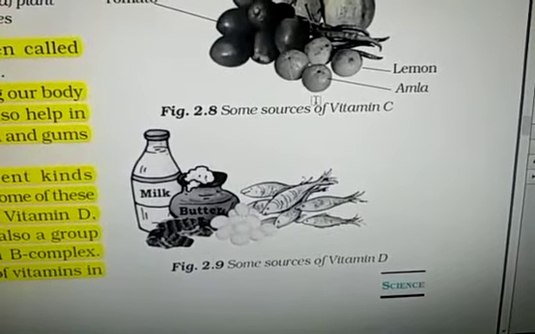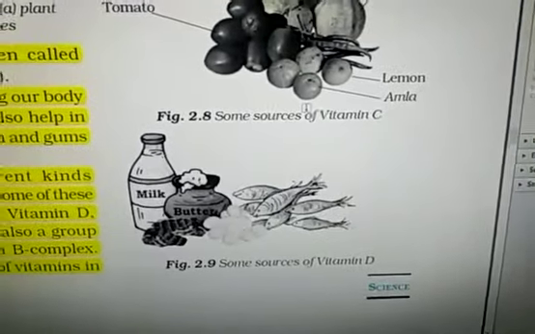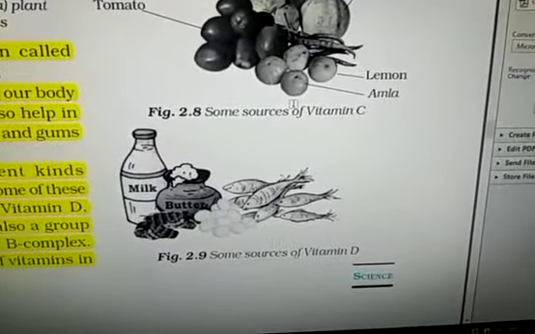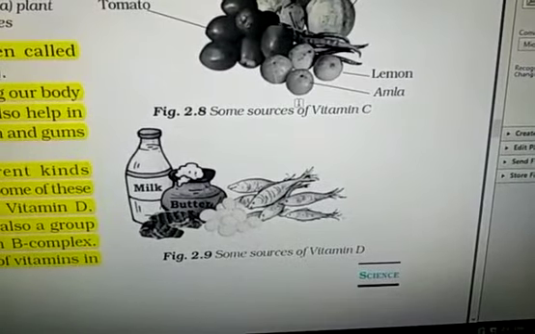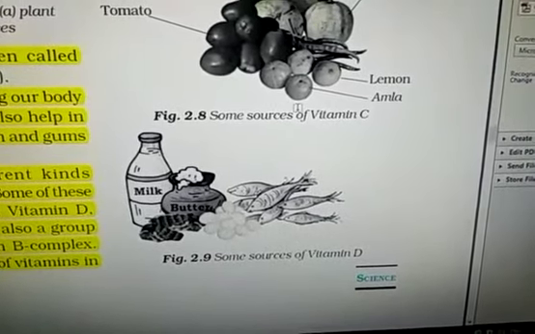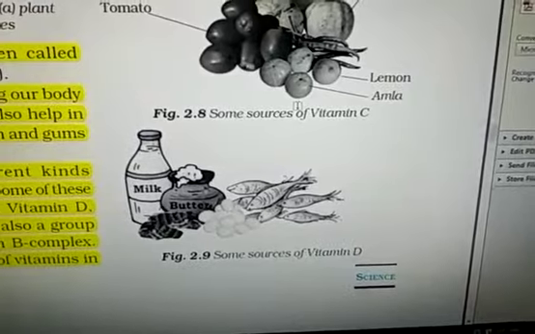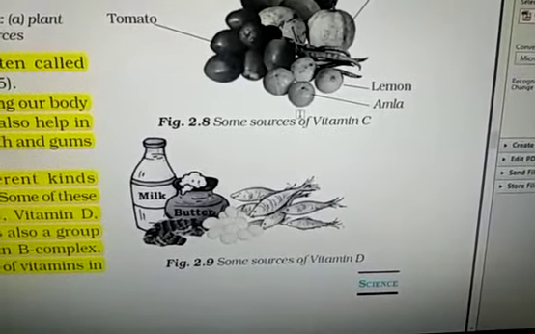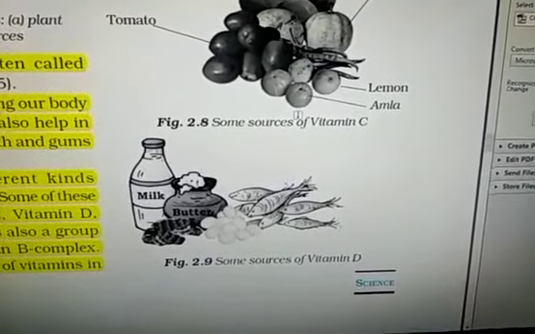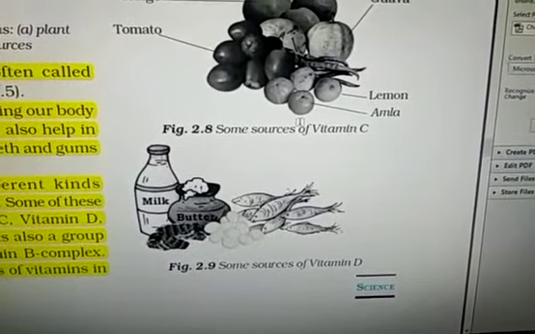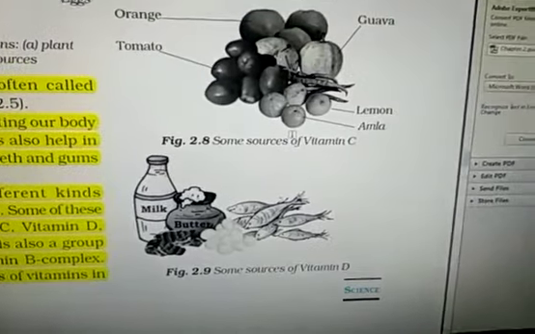Now vitamin D sources. Vitamin D, all sources are animal products. That is milk, butter, fish, egg, etc. So for the vegetarian, it is very important. They take vitamin D from the sunlight. Our body is able to prepare vitamin D in the sunlight. Thank you.